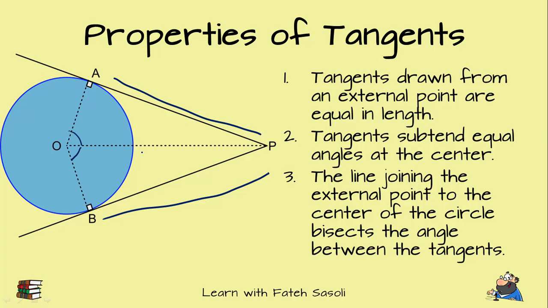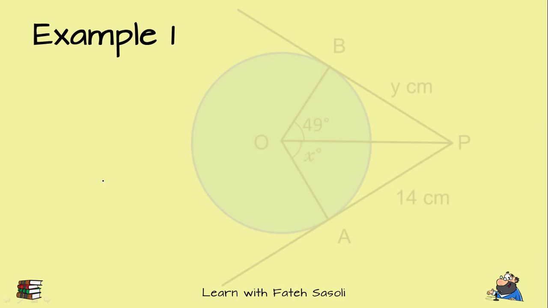The line joining the external point to the center of the circle bisects the angle between the tangents, which means that angles APO and BPO are also equal. Plus, the point of contact at the circle always forms a right angle. Now, let's look at some example questions to get you in shape.